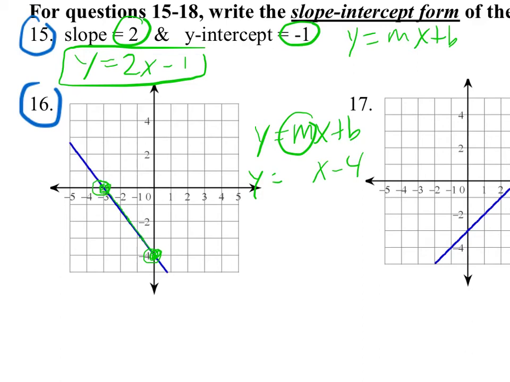So my slope would tell me how I get from that point to the lower point. And to do that, I would go down 1, 2, 3, 4, which is a negative 4, and to the right 1, 2, 3. So I have a slope of negative 4 over 3, which is my slope in my equation, and that is my equation in slope-intercept form.